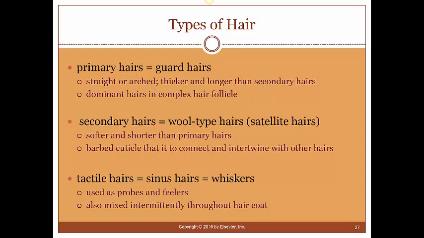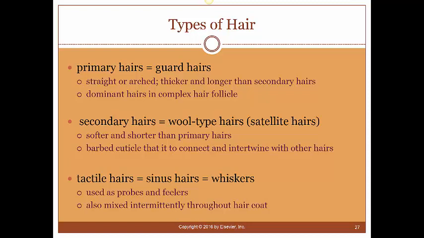The big thing that secondary hairs do, they're also known as wool type hairs or satellite hairs, is they play an important role in conservation of body heat, and just as importantly, they play a huge role, especially in breeds like poodles, in keeping the skin dry, so they can act as a barrier to water.